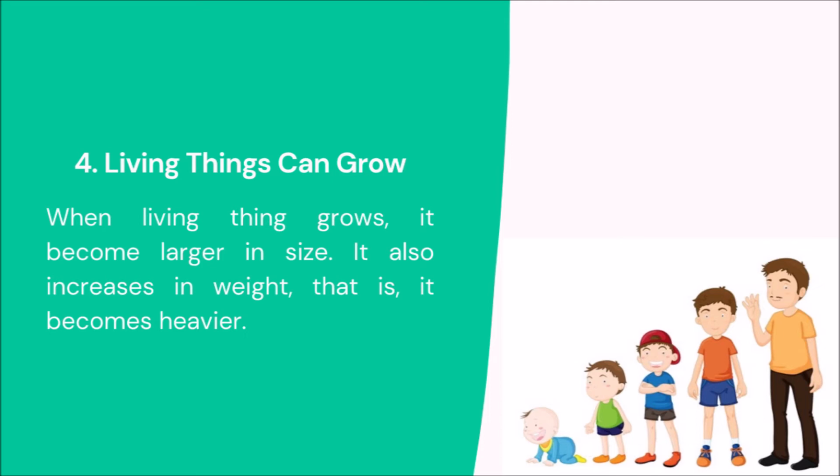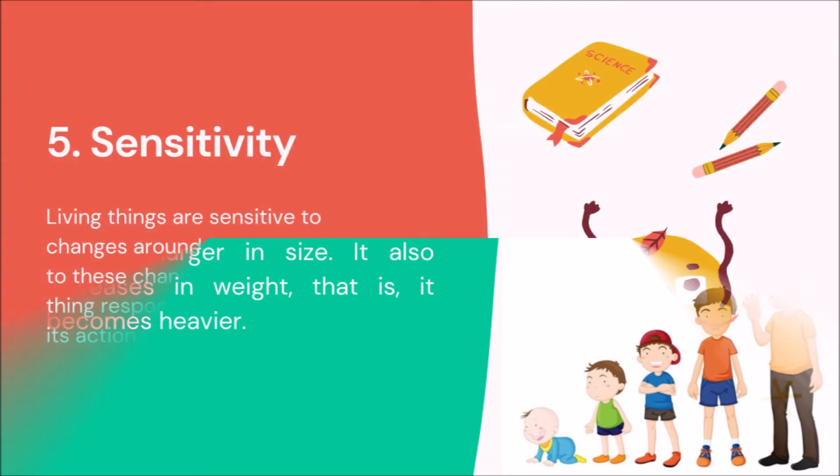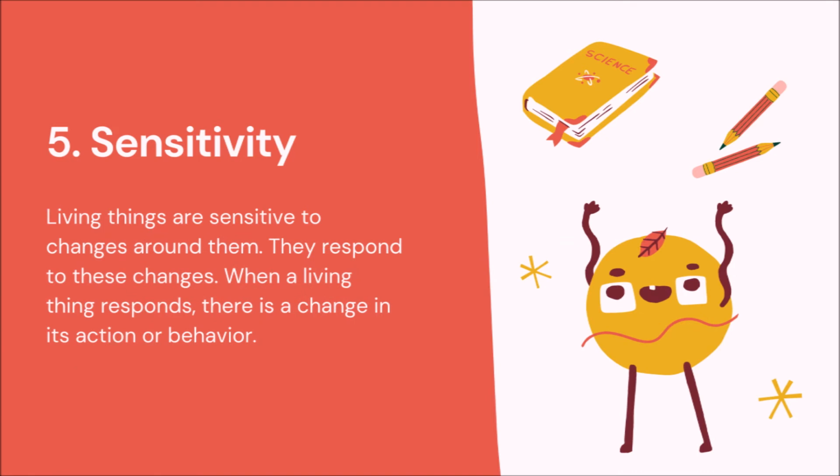Like all of us, start from baby, and then we can grow until maybe grandma and grandpa. The next characteristic is sensitivity. Living things are sensitive to change around them. Living things can respond to this change.